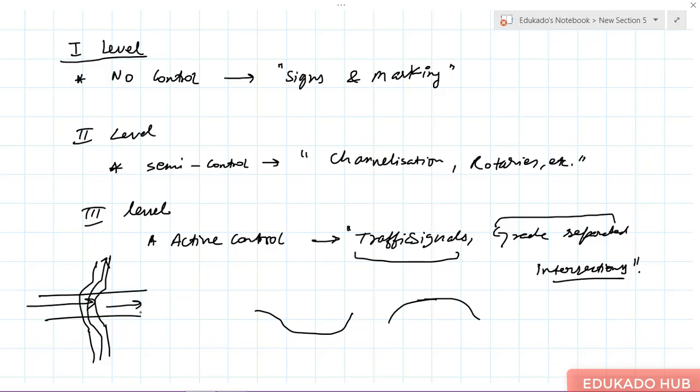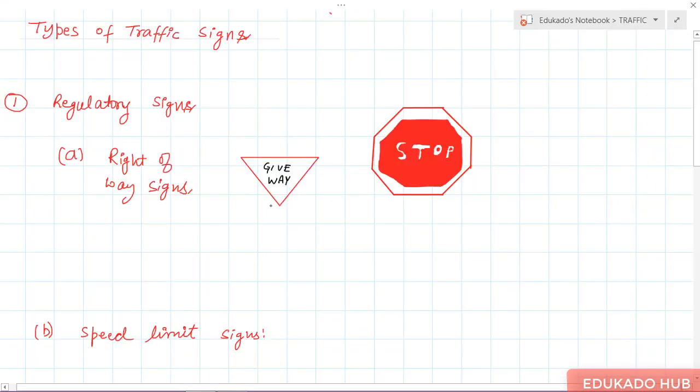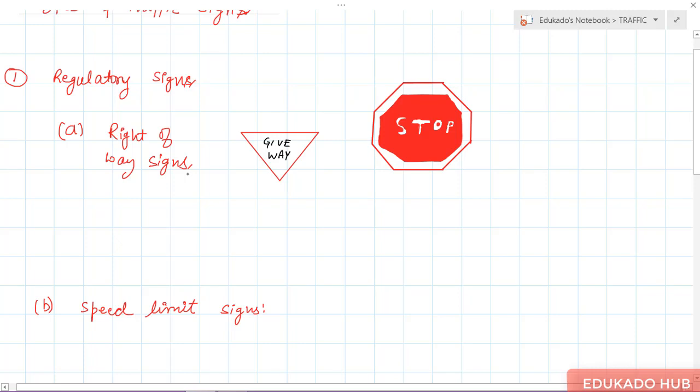And now let's understand what kind of signs we have. The types of traffic signs can be seen as divided into some parts. The first type will be the regulatory sign. Under the regulatory sign I have the right of way sign. One of the right of way signs is the give way sign, and very common is the stop sign. So these are the signs used.